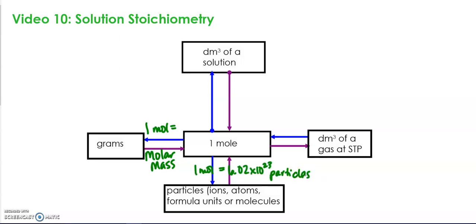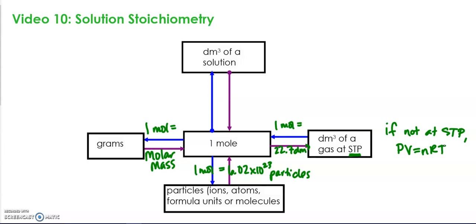And that's Avogadro's number. When it comes to gases at STP, so standard temperature and pressure, we can use what we call molar volume. And 1 mole will equal 22.7 decimeters cubed. Otherwise, if not at STP, we can use, right, the ideal gas law.